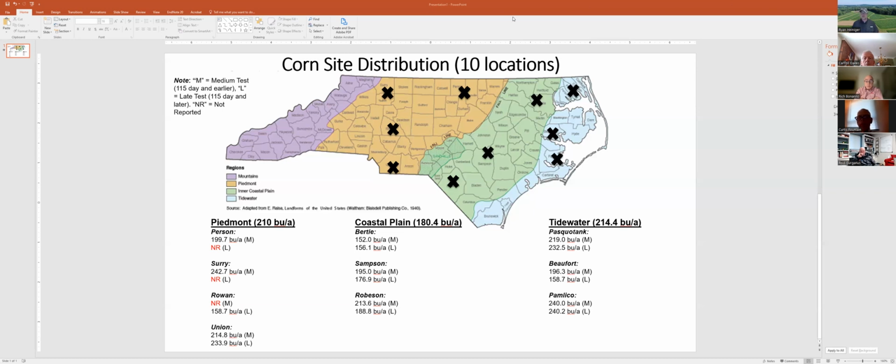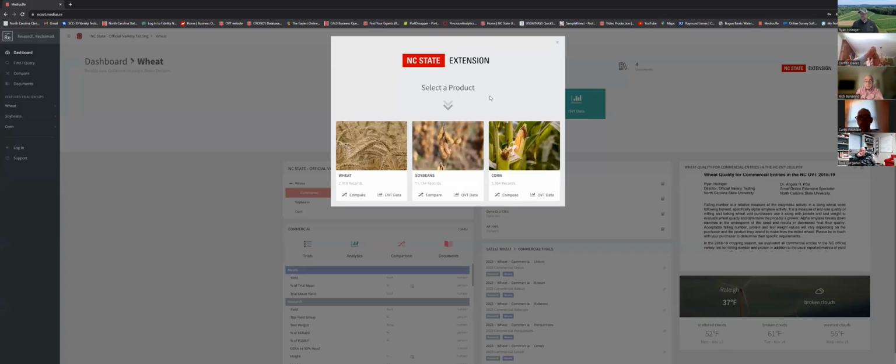Okay. So we'll move on. Let's start talking about the specific data. Let me see if I can find the right SharePoint. There we go. So we're going to go into the variety selection tool.